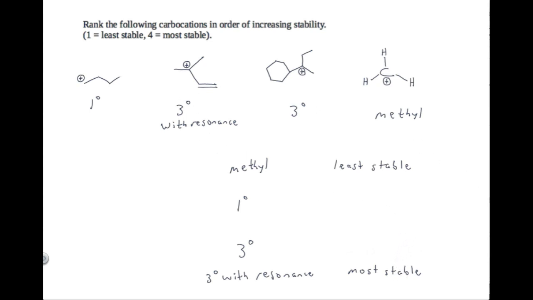We know that we want to use the ranking of 1 for the least stable. So this would be a ranking of 1, 2, 3, and then a ranking of 4 for the most stable. And now we can write down our answer. The methyl has a ranking of 1, least stable. Then the primary has a ranking of 2. The tertiary has a ranking of 3, and the tertiary with resonance has a ranking of 4. So here's our answer.